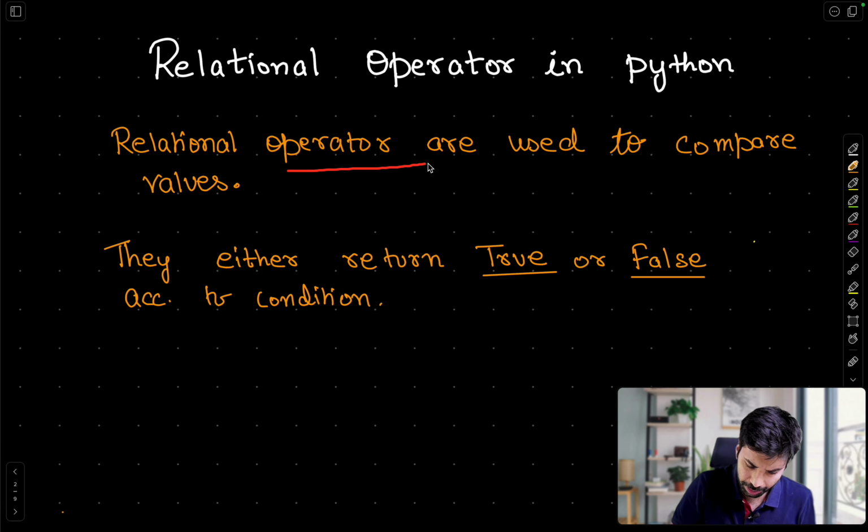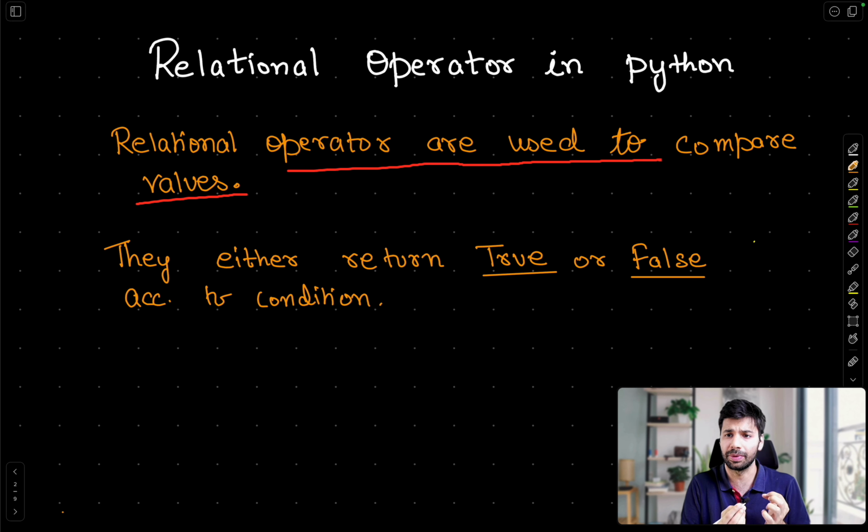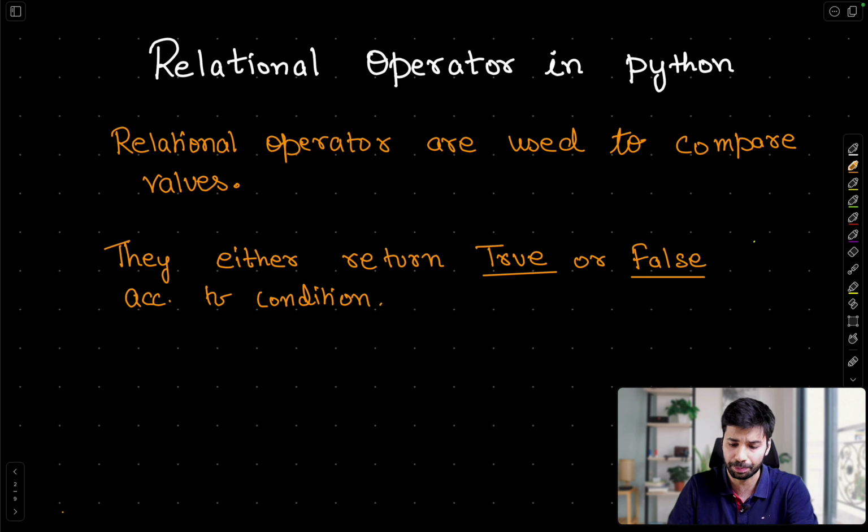So relationship operators are actually used to compare different values, right? Many times we have different values which we want to compare. Relationship operators are the ones which are used there. Cool. So you must have seen them, of course, in our school and everywhere, but the way it is used in programming is a little bit different. So we will understand the same.